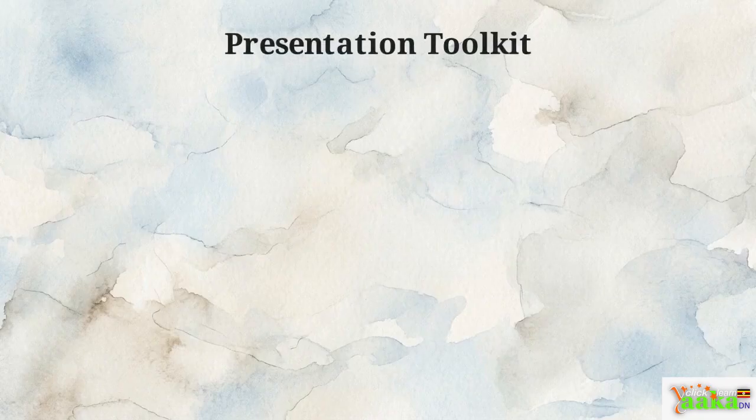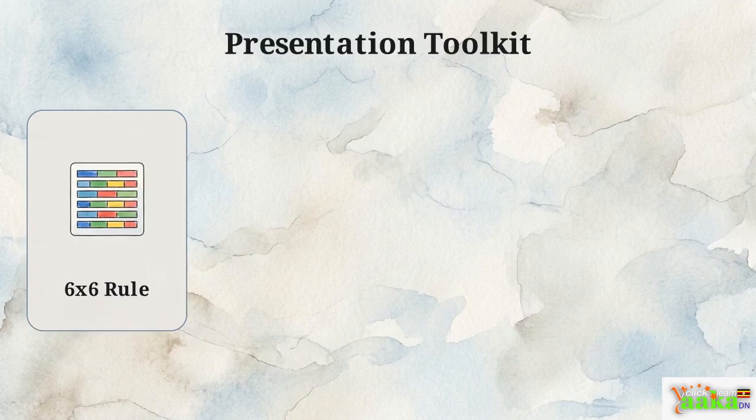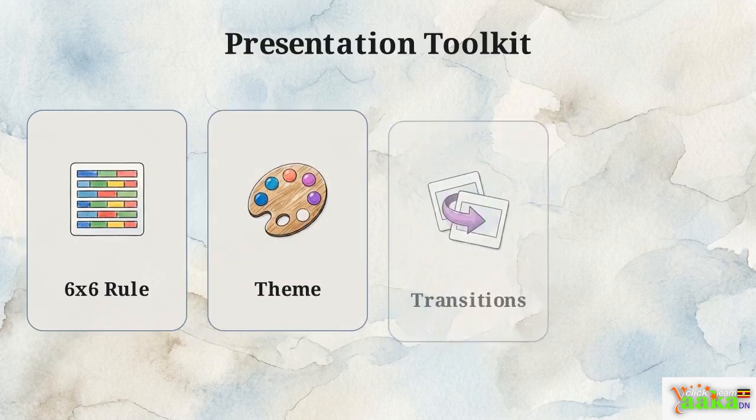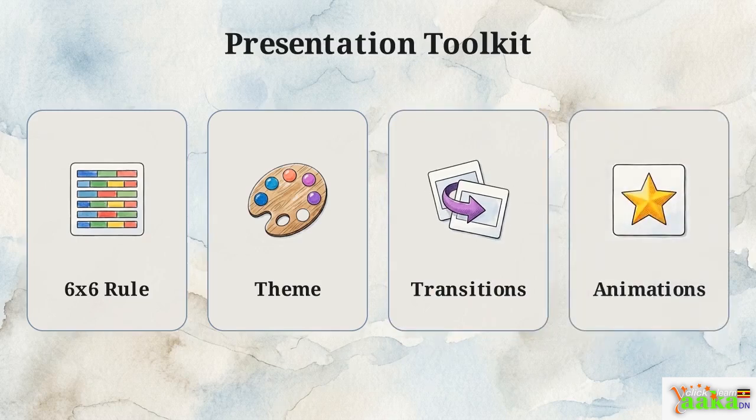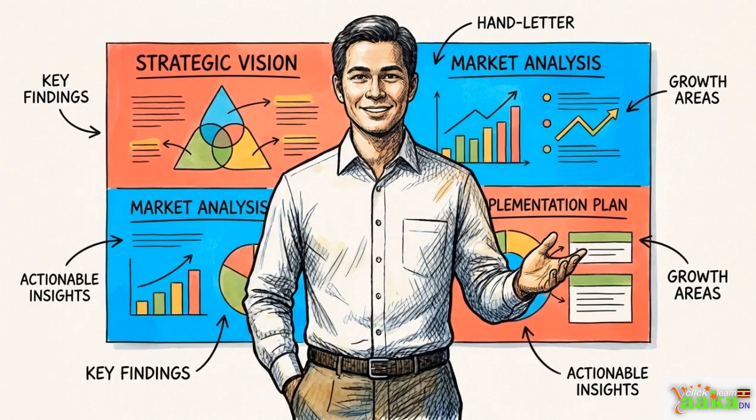To review, keep your text brief using the 6x6 rule and unify your visual layout by applying a theme. Use transitions to move the viewer between pages and use animations to reveal specific objects inside those pages. Mastering these foundational tools gives you control over your digital storytelling, allowing you to deliver your ideas to an audience clearly and confidently.